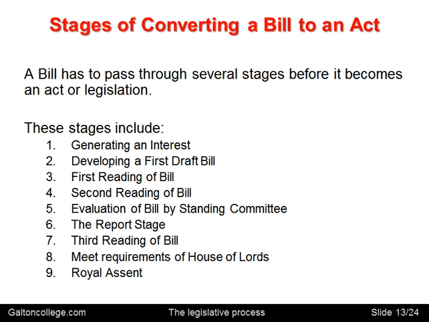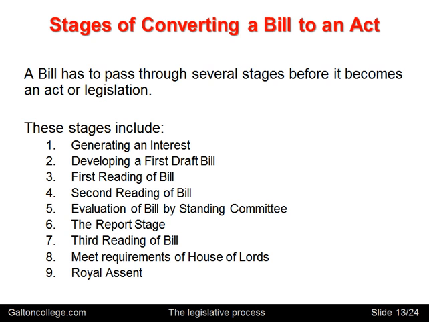Evaluation of the bill by some committee. Maybe a standing committee may look at the bill and may take it over and make suggestions, recommendations and changes to the bill. Then there's what's known as the report stage. That's the report of the standing committee. Then there's the third reading of the bill. Then they meet any requirements of the House of Lords. The House of Lords may make recommendations or changes as well. Then it goes for royal assent, when it's signed and becomes law.